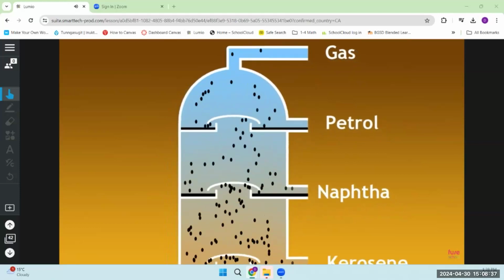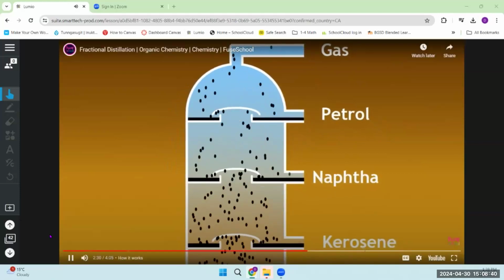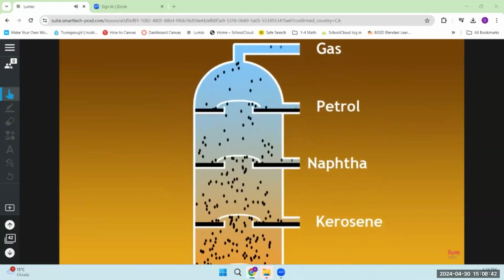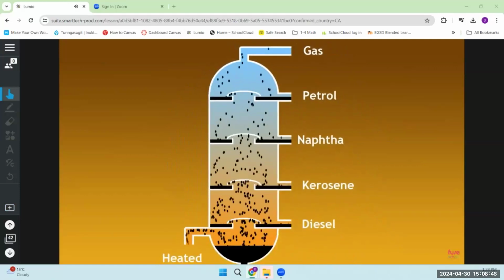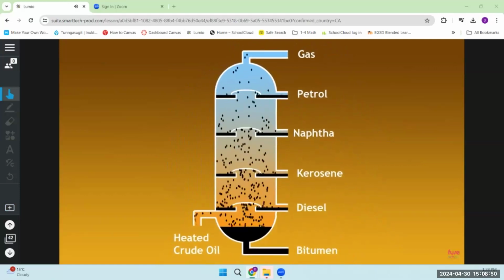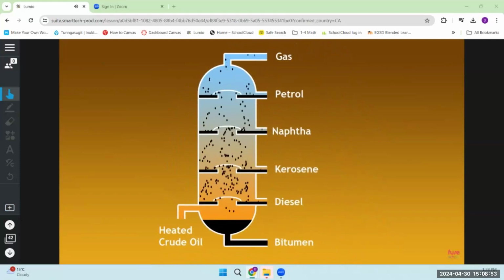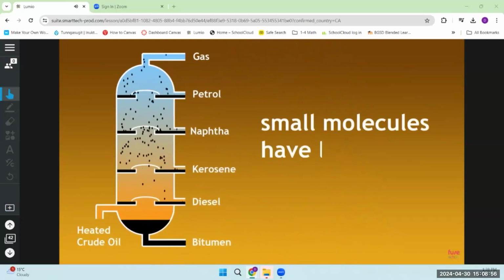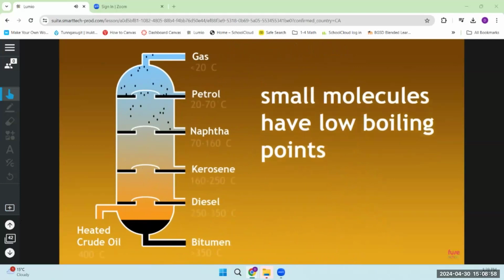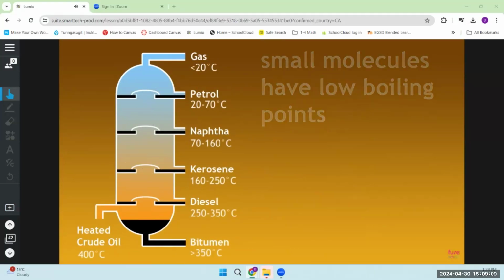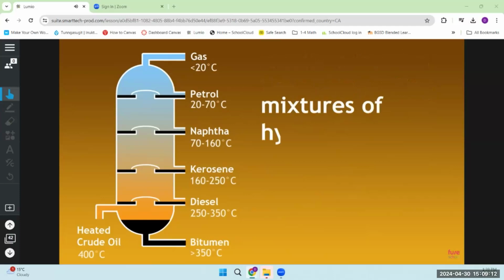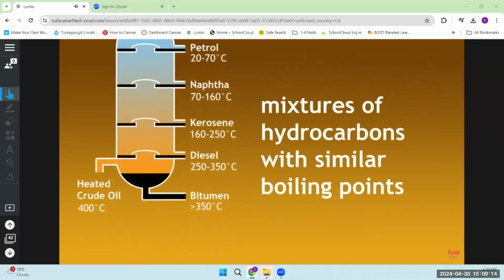The rest of the molecules start to rise up the column, making their way through bubble caps in each tray. The bubble caps slow down the rate of the rising vapour, and eventually the vapours get too cool, condense, and are collected as liquids in the trays. Small molecules have low boiling points, and so condense much higher in the column, where the temperature is cooler still. As you can see, hydrocarbons with similar boiling points are collected in the same tray, and this is why they are known as fractions. They are mixtures of hydrocarbons with similar boiling points.